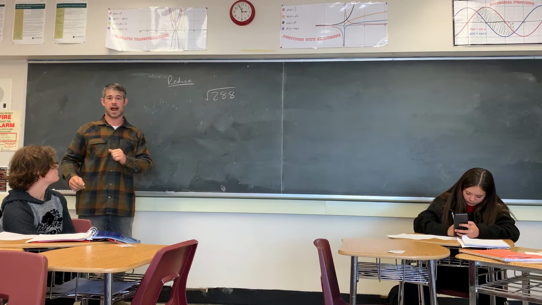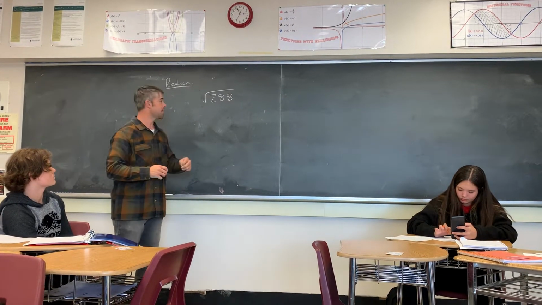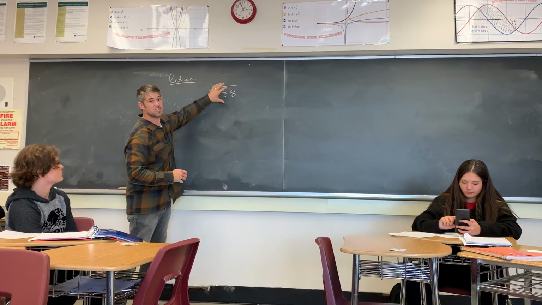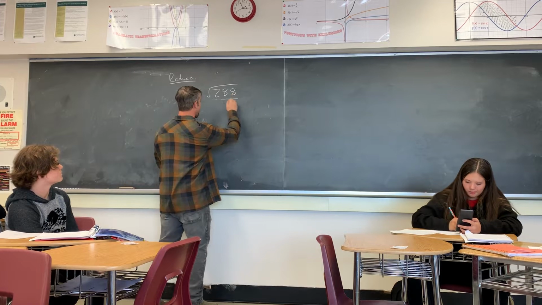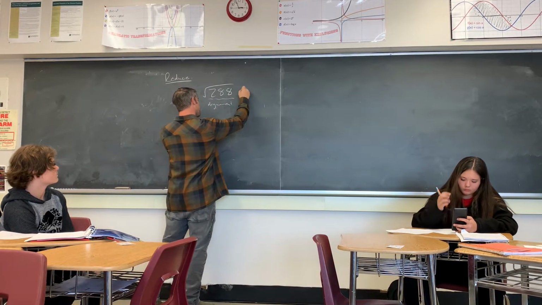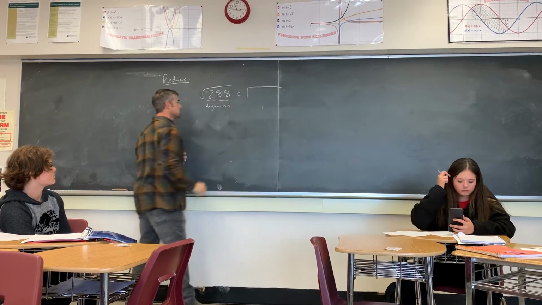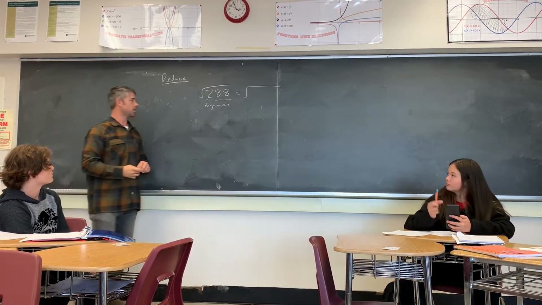Much like reducing fractions, where we're looking for a number that divides into the numerator and denominator, we're going to be looking for a square number that divides into the argument. That's that number underneath the radical. That's our argument there. So I have to think to myself, what's a number that multiplies to 288? And better yet, what's a perfect square that multiplies to 288?